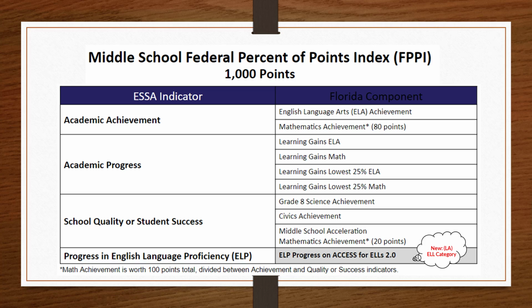At the middle school level, the math achievement component is included as part of the middle school acceleration measure for a maximum of 20 points, as well as under the academic achievement indicator for a maximum of 80 points, for a total weight of 100 points in the federal index. And civics achievement is an added component of the student success indicator, in addition to grade 8 science achievement and middle school acceleration. These 10 components combined total a maximum of 1,000 points.